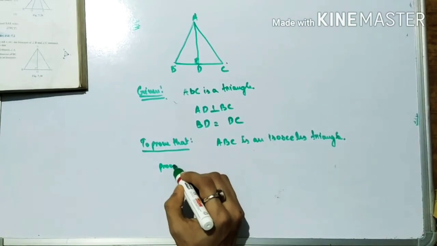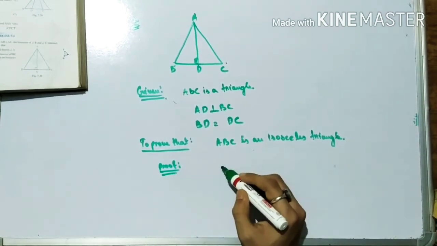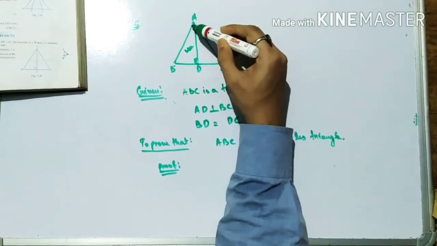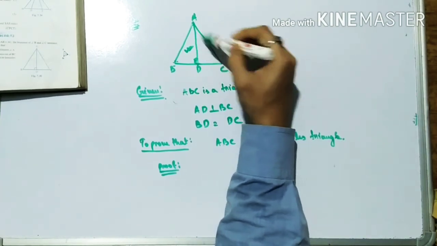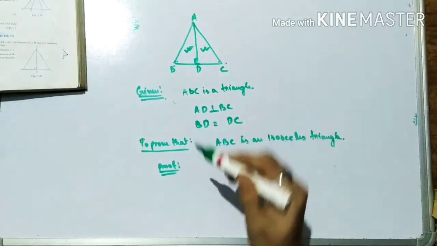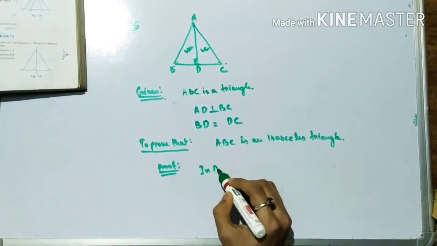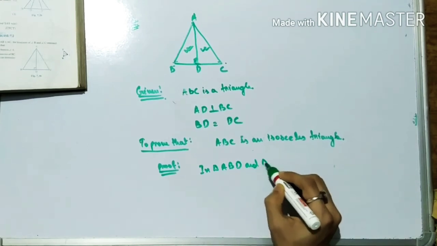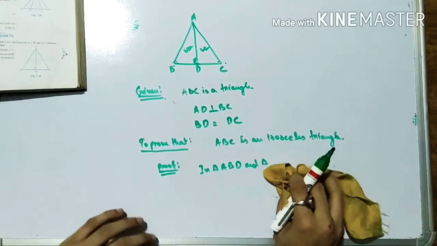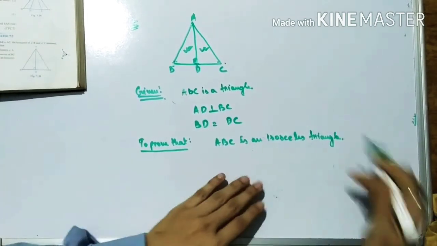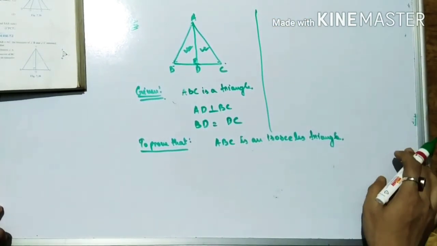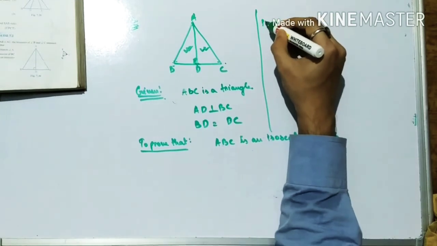Now I will start the proof here. So what I will do is take triangle ABD and triangle ACD, these two triangles. Let me do the proof on the right hand side. Understand? So proof.